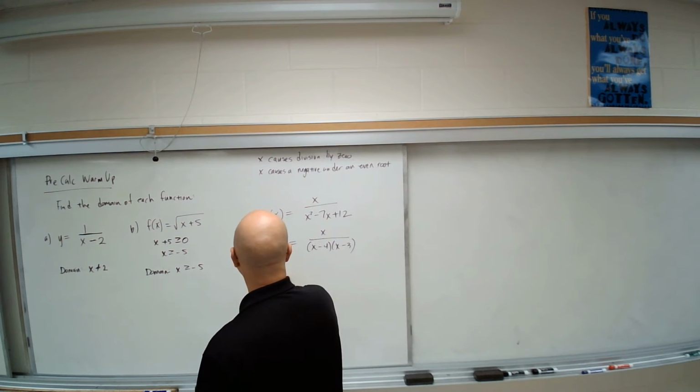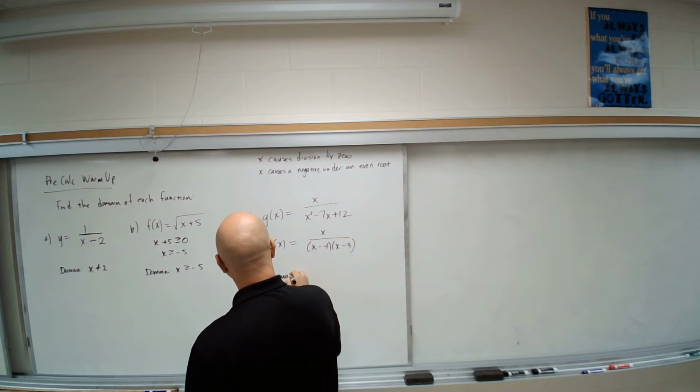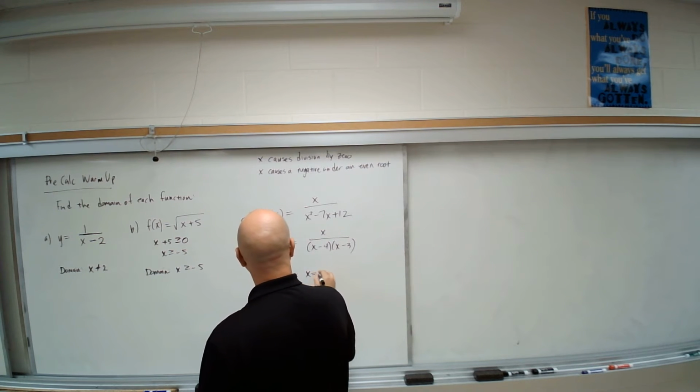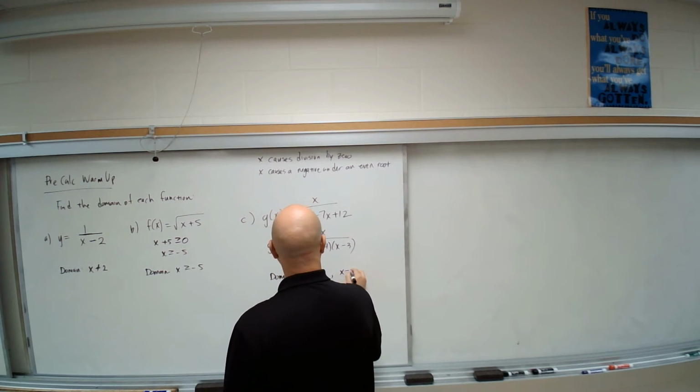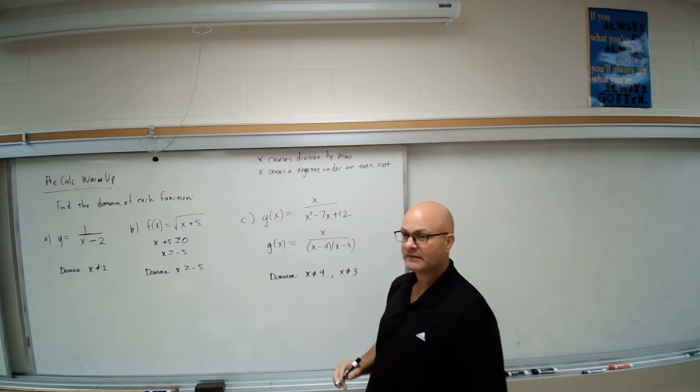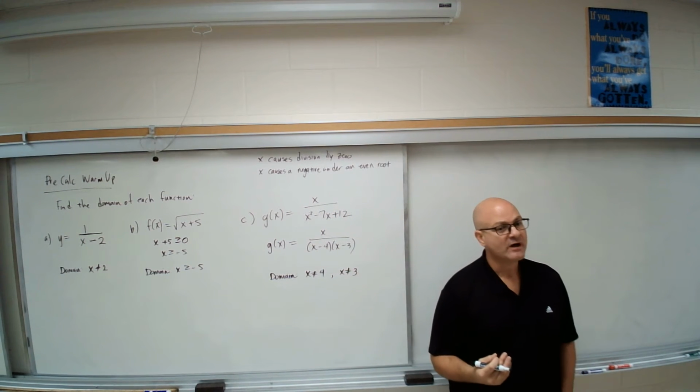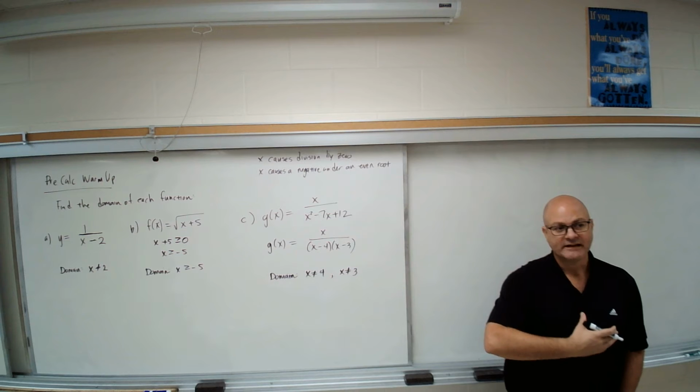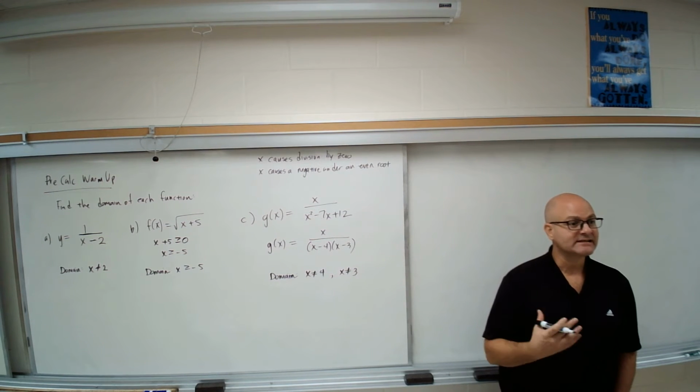So for this domain, probably the easiest way to write this is to say x cannot equal 4, and then x cannot equal 3. So we're excluding these 2 numbers. That's implying that it could be any other number, and we're going to get some sort of answer.